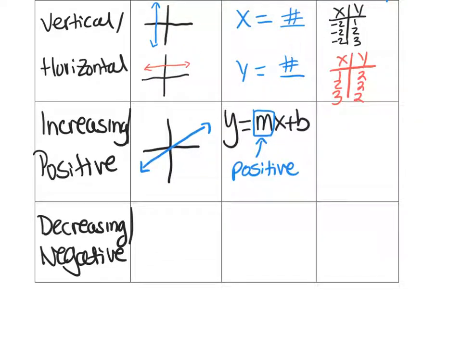And then what about in a table? So if I have some x values, like 1, 2, 3, 4, what would my y values have to be doing in order for me to know that it's a positive or increasing slope? They'd be increasing, yeah. So we go like 10, 12, 14, 16. Y values are increasing.